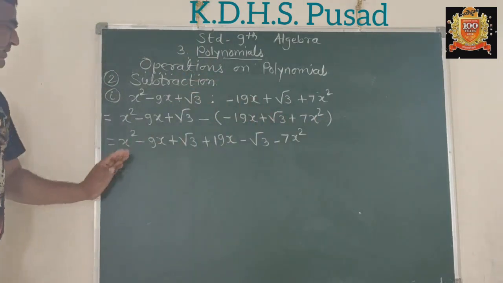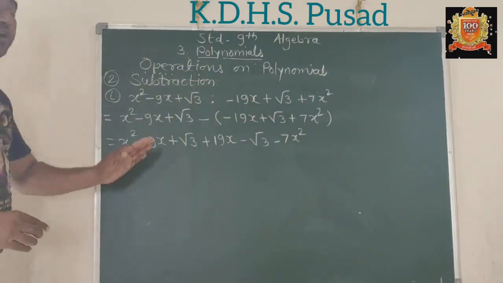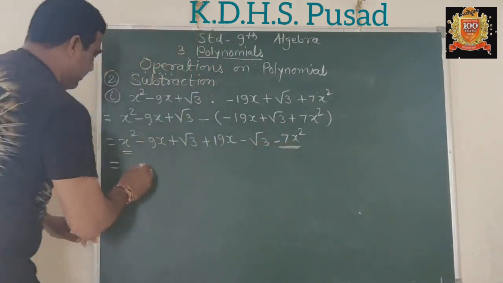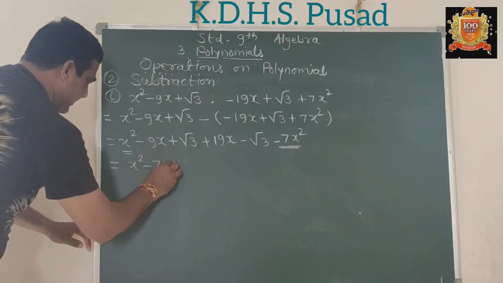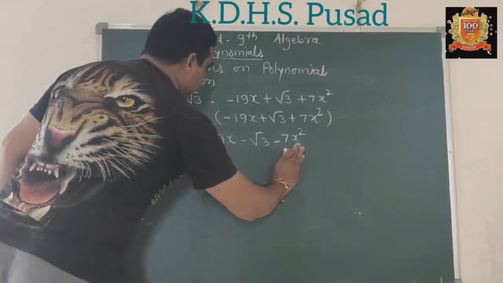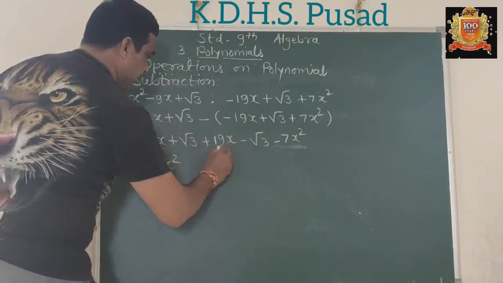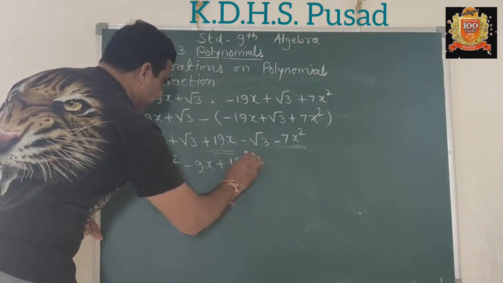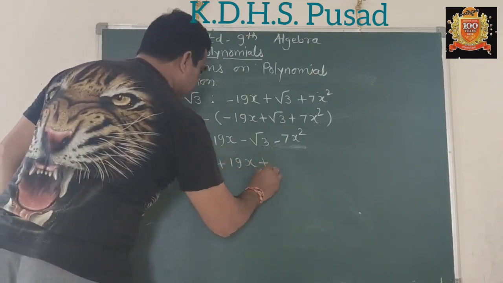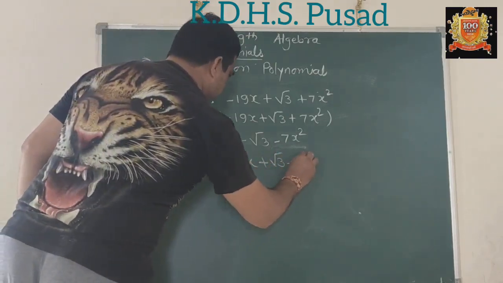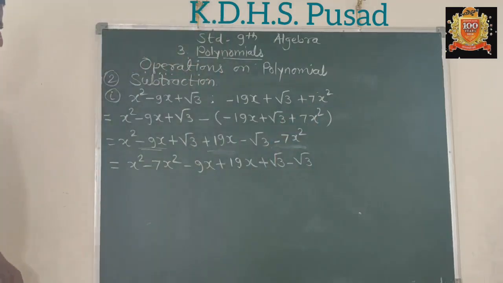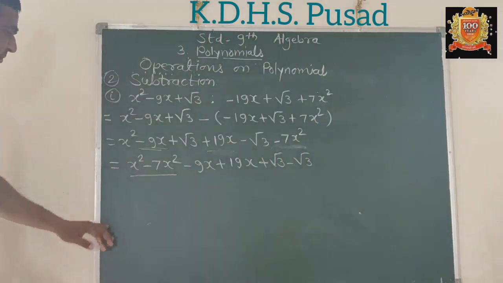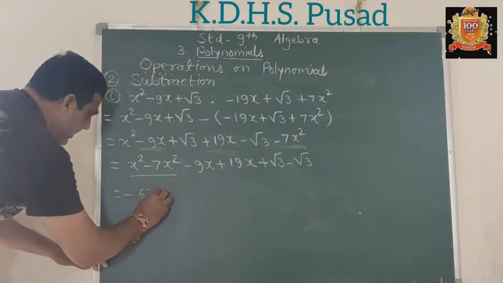Okay. After that, arrange the terms according to their powers. So here, x square minus 7x square. Then this minus 9x plus 19x. Then plus root 3 minus root 3. Okay. Now in these two, coefficient 1 minus 7, so 1 minus 7 is minus 6x square.